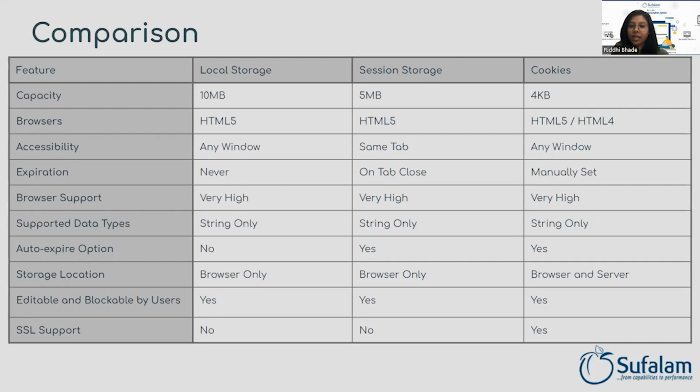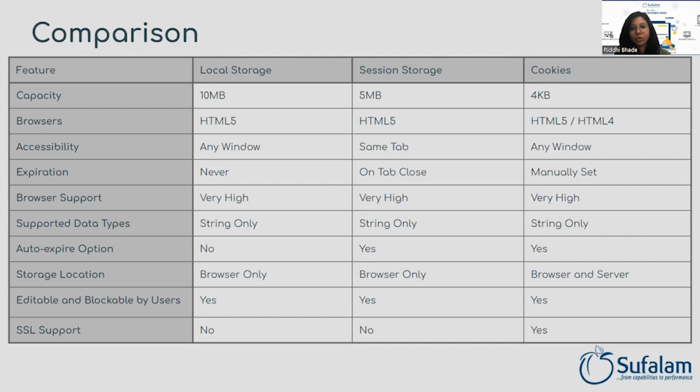So now let's compare these three on the basis of their features. First of all, capacity. Local storage has 10 MB, session storage has 5 MB, and cookies have 4 KB of capacity. Browser support: local storage and session storage were introduced with HTML5, but cookies you can use with both HTML4 and HTML5. Accessibility: local storage can be accessed from any window of the browser. Session storage remains on the same tab, which means you cannot access session data from any other tab or any other window. Cookies, same as local storage, you can access through any window of the browser.